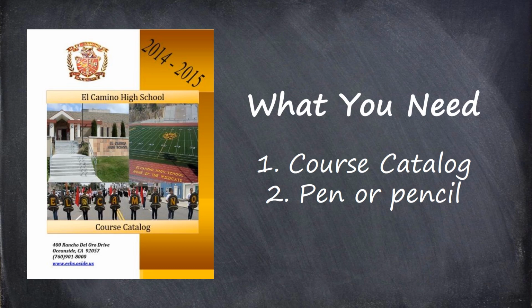For today's lesson, you'll need two things. You're going to need a pen or a pencil to take notes, but most importantly, you're going to need the course catalog for your high school. To find this, all you need to do is go to your district website, click on the high school that you either currently attend or that you plan on attending, and then you're going to want to look for the counseling department link. Click on that link and generally you're going to find the course catalog for your high school. You'll need to upload that PDF file and print it out or just view it.